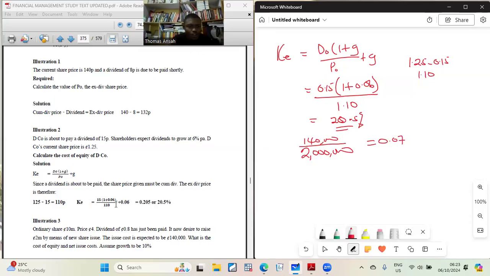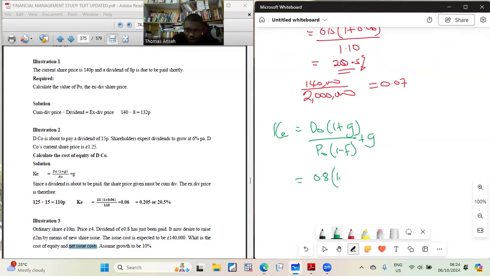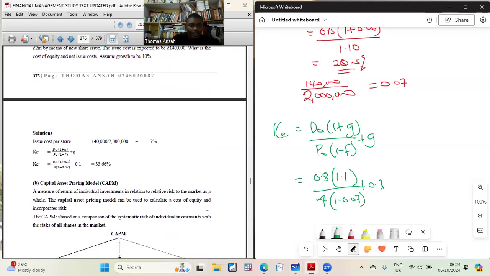Now, it says that we should calculate the cost of equity and the net issue proceeds. So now, what do we do? You find straight away that my KE is given by D0 (1 plus g) all over P0 (1 minus f), plus g. So if I now put this in, what is the dividend? 0.8. Growth, what was growth? 10%, so that would be 1.1, plus 0.1, that is the growth. What is the price? The price is 4 into bracket 1 minus 0.07.